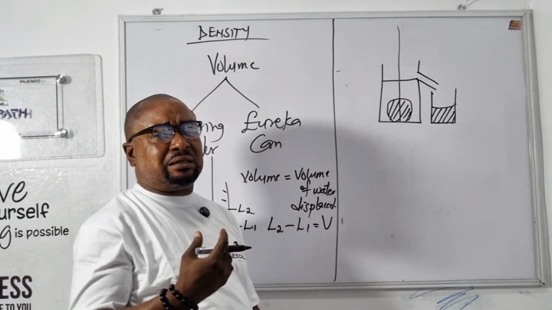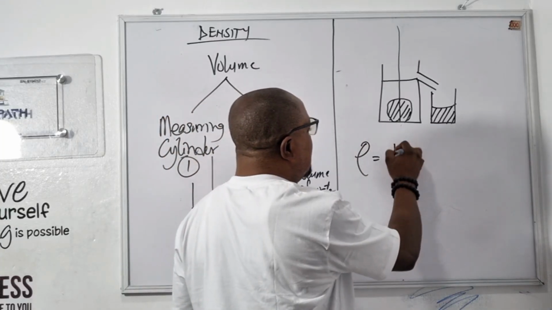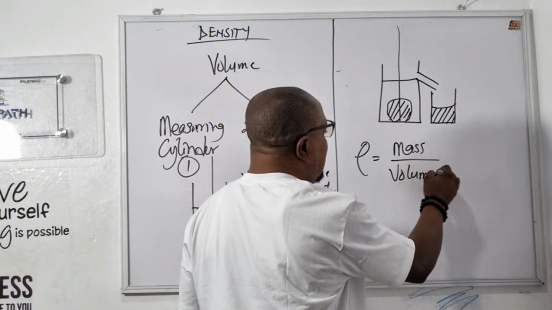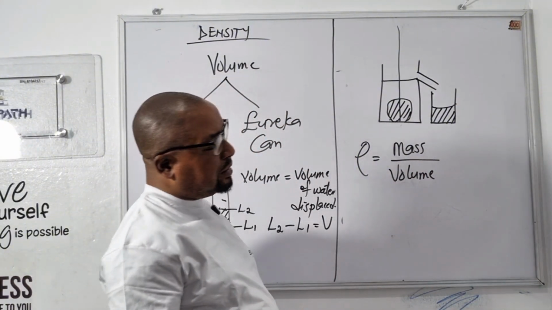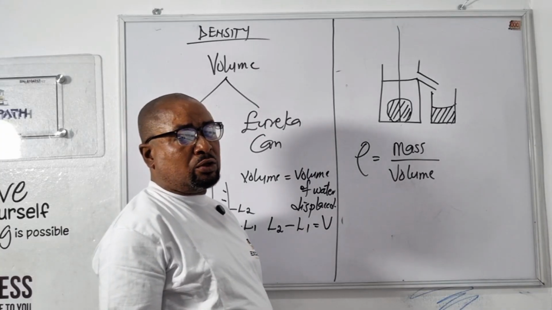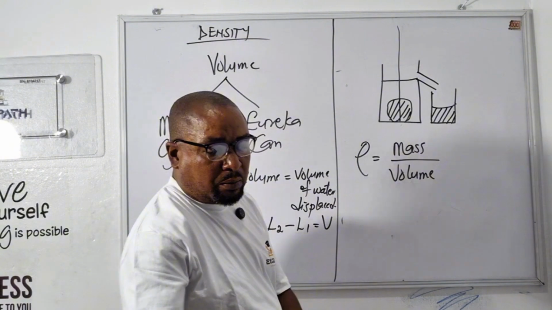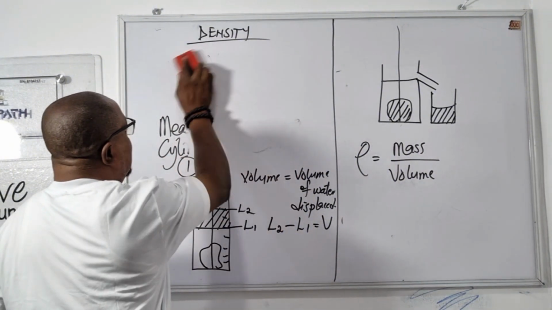Once we finish getting the volume, the last thing is to get the density, which is always mass over volume. Mass over volume is the density of the irregular solid. So quickly, let's look at one or two examples from our test.